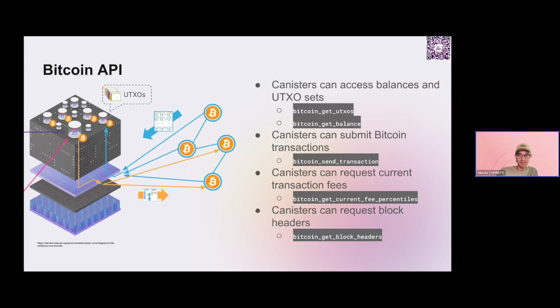Then the next one, to make sure that your transaction is actually included in a block, you need to somehow get access to the current transaction fees. And for that, we use the Bitcoin get current fee percentiles.